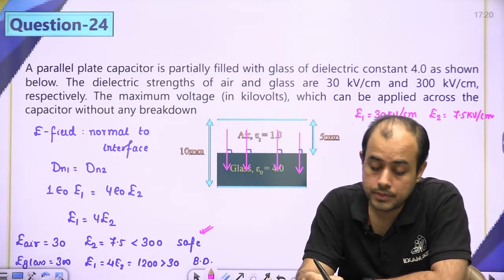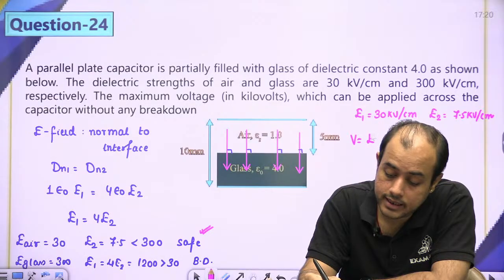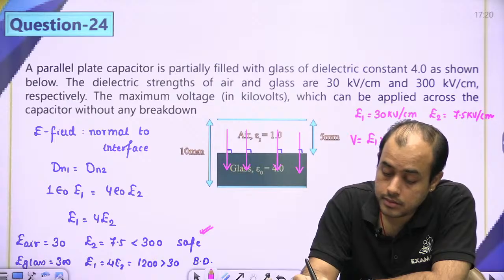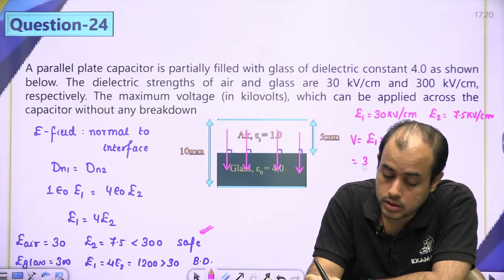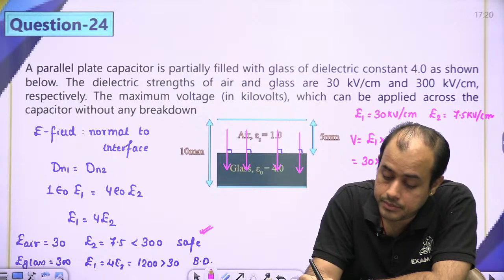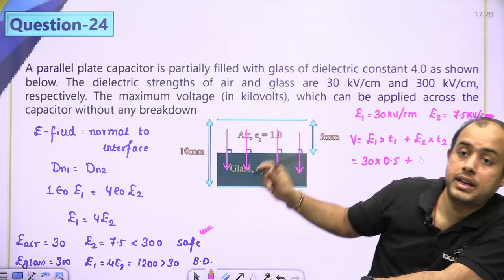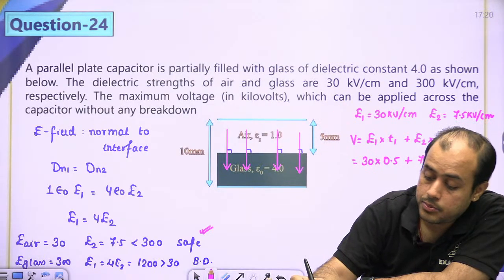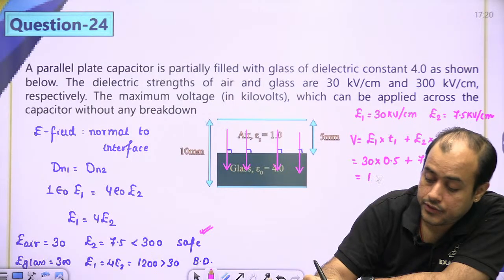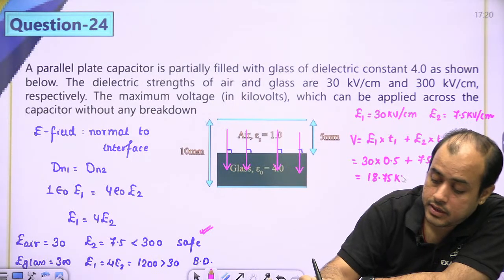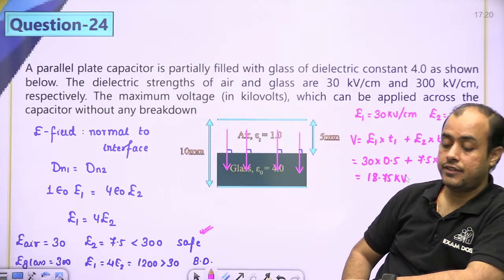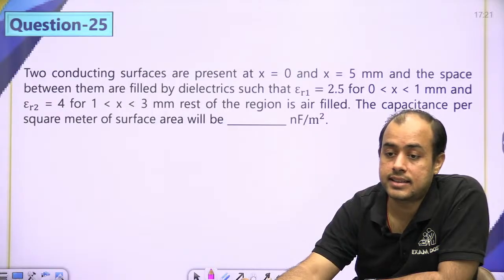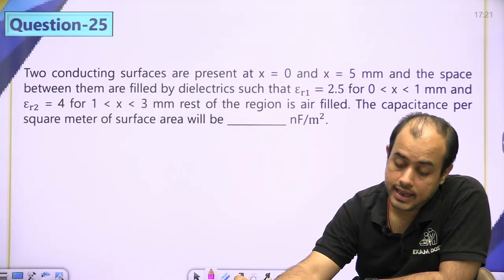Now my children, voltage, because electric field is same, E into thickness, we can do 30 into 10 mm, 5 mm, 0.5 centimeter. The field is per centimeter, so take length in centimeter. 7.5 into 0.5 is 3.75, so 18.75 kV. 18.75 kV.